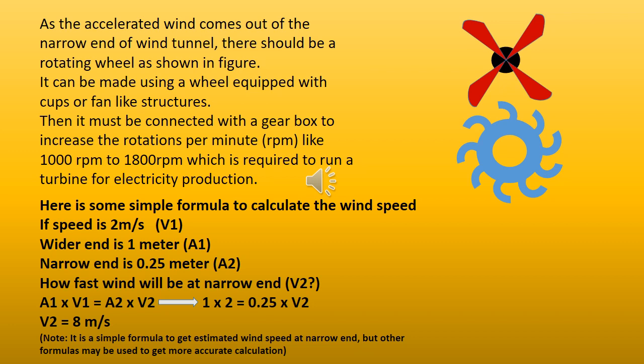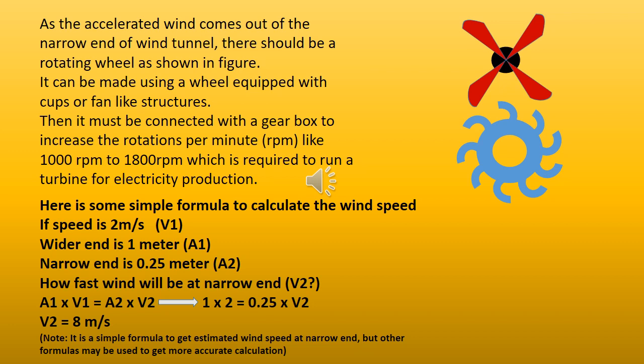As the accelerated wind comes out of the narrow end of the wind tunnel, there should be a rotating wheel, as shown in the figure. It can be made using a wheel equipped with cups or fan-like structures. Then it must be connected with a gearbox to increase the rotations per minute, like 1000 rpm to 1800 rpm, which is required to run a turbine for electricity production.